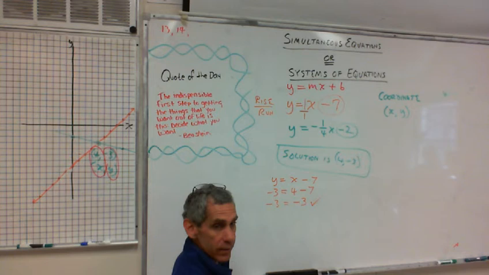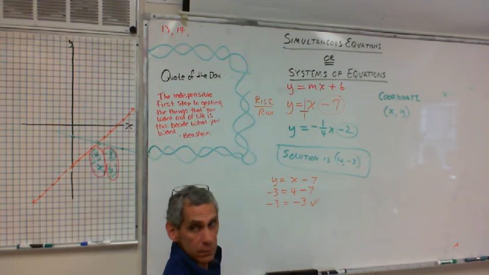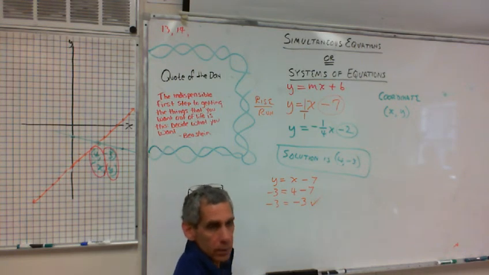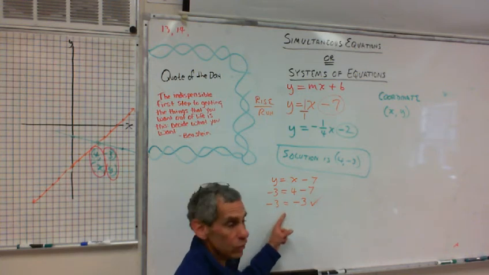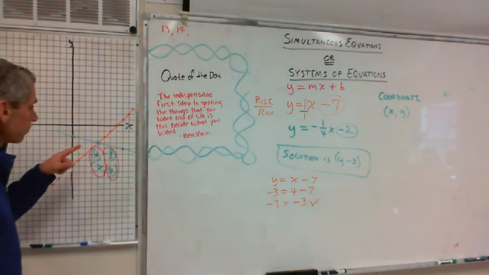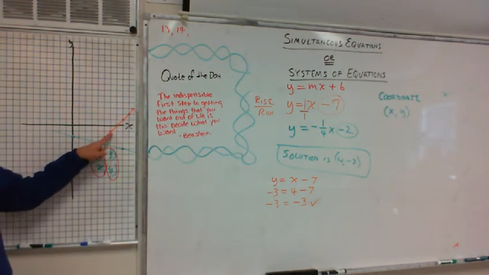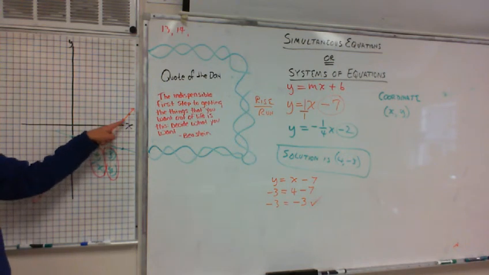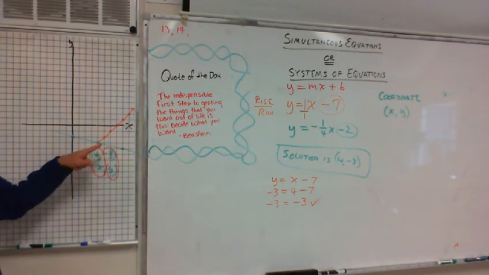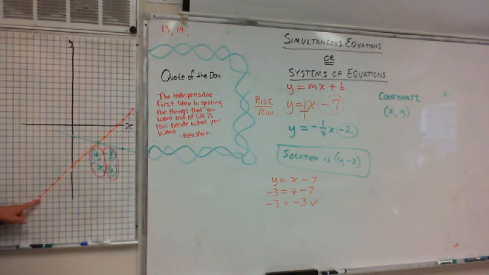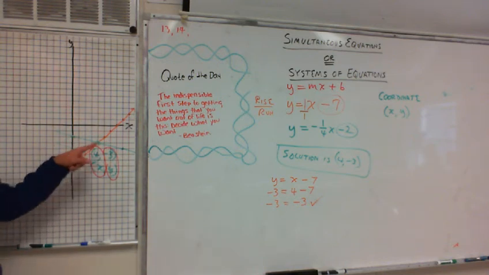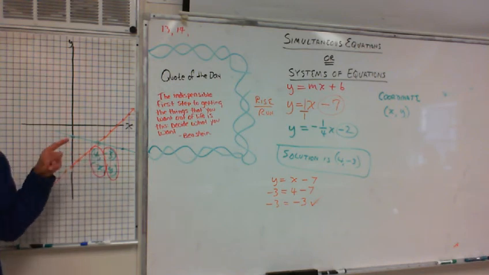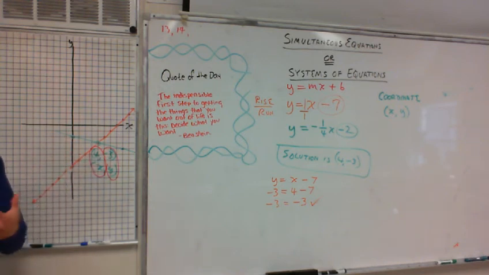Okay. Am I done? No. Why? Because if it was wrong, let's say I chose this point. It would have checked and it would have been right for the orange, because all of these points are on the orange line, right? I could have checked this point and it would have been right. I need to know that it's also right on this line. Then I know for sure it's the answer.